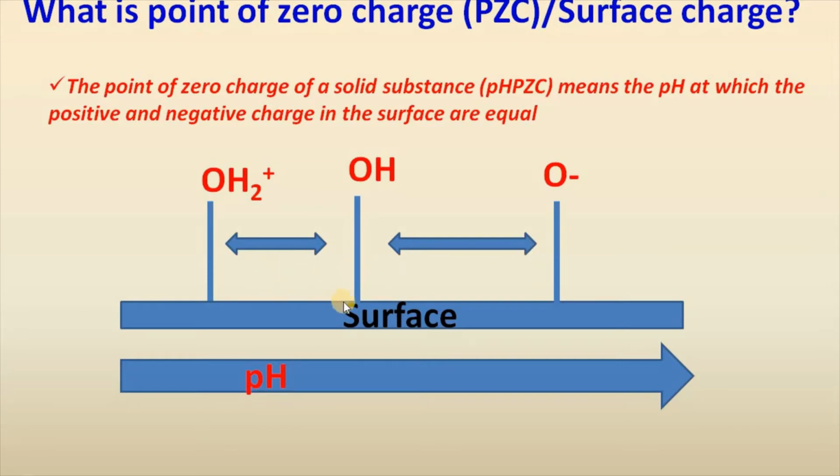Here I have shown the surface with functional group as a variation of pH. At lower pH, the surface is positively charged, while at higher pH, the surface is negatively charged. And there is an equilibrium between positively charged and neutral surface and negatively charged.